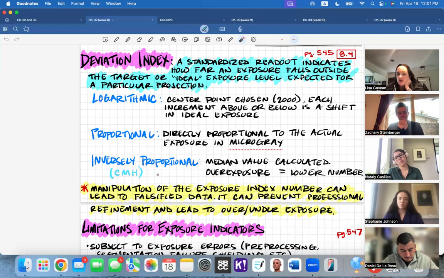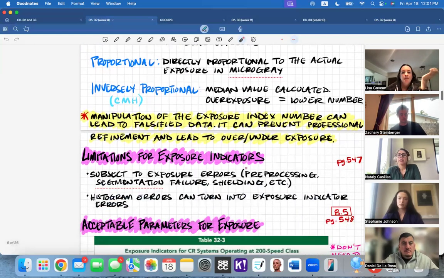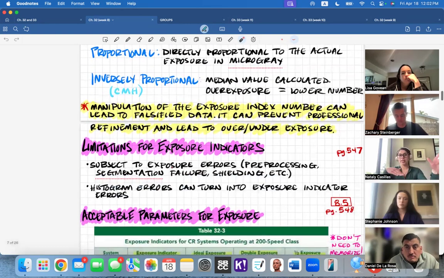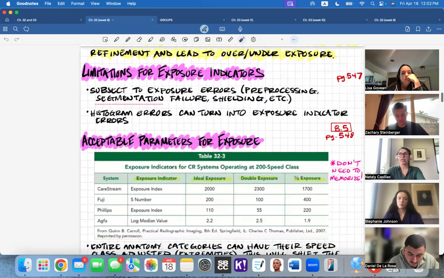Which do you guys have? So the S number is saying, what is it saying? That's the EI. The exposure indicator is the generalized term, and then each manufacturer, like in that list, has their own name; the S number would be the EI. In that list, it'll have different manufacturers. So the EI is basically how much radiation reached the plate.